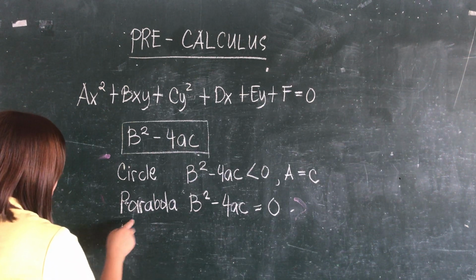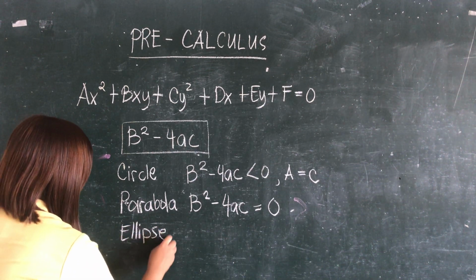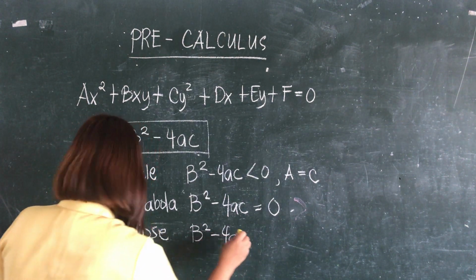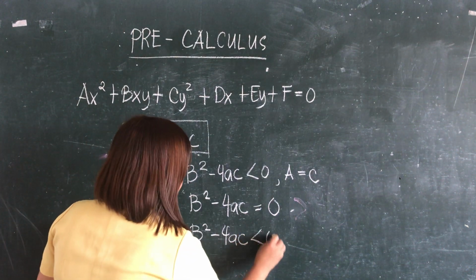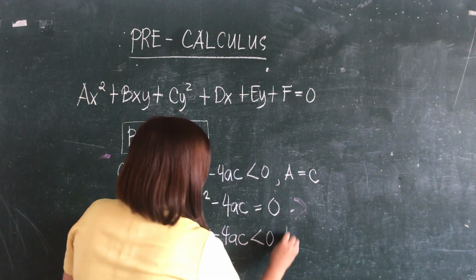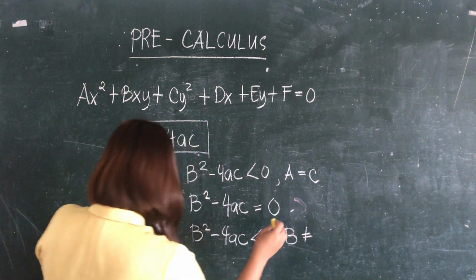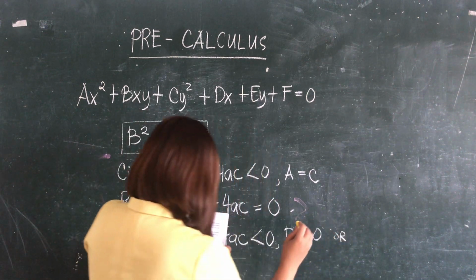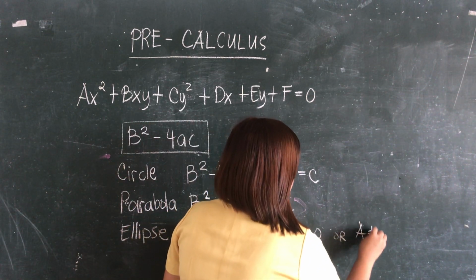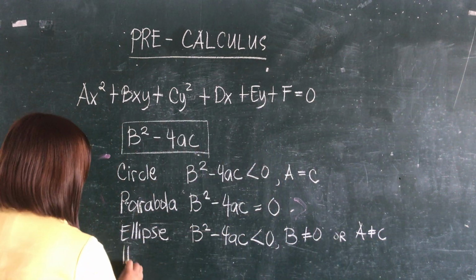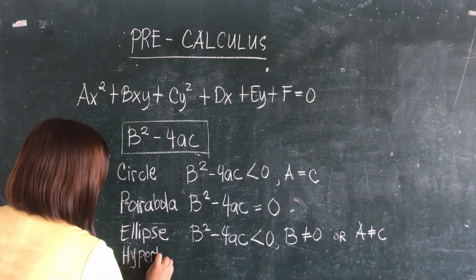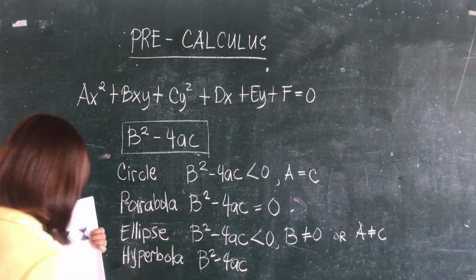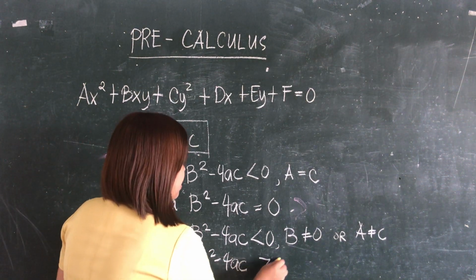Ellipse if b squared minus 4ac is less than 0, b is not equal to 0, or a is not equal to c. And lastly, we can say that it is a hyperbola if b squared minus 4ac is greater than 0.